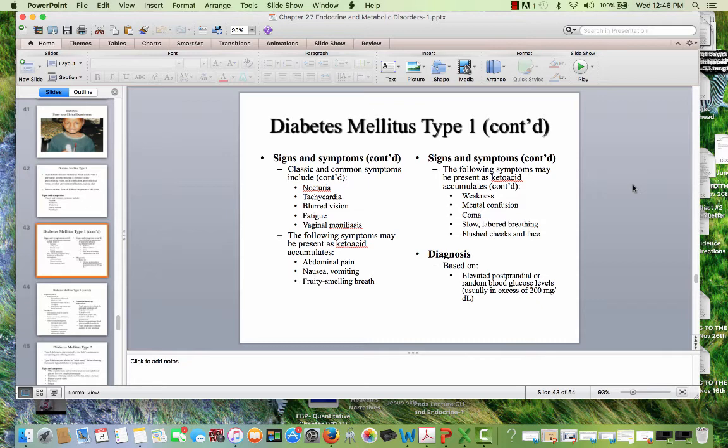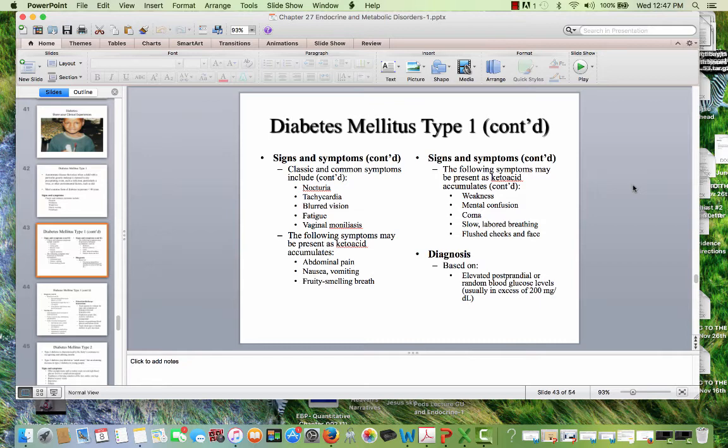You also see high glucose levels in the blood and urine, and you could see some dehydration as well. I don't know if I mentioned that. Dehydration is very common. That's why these kids, when they come in, will get boluses of fluids.